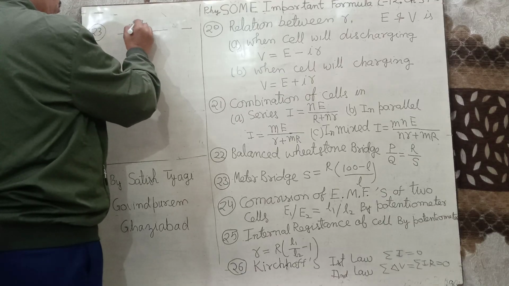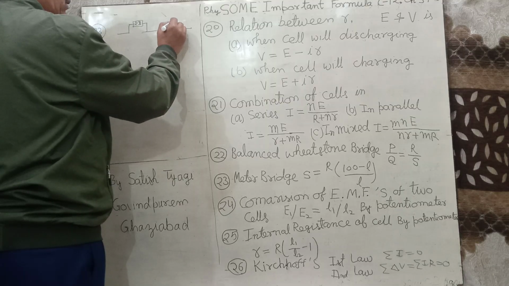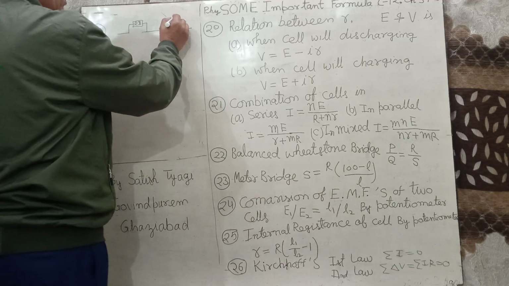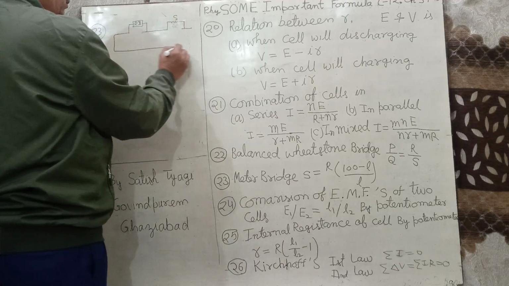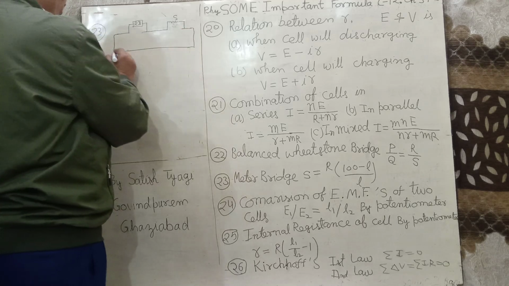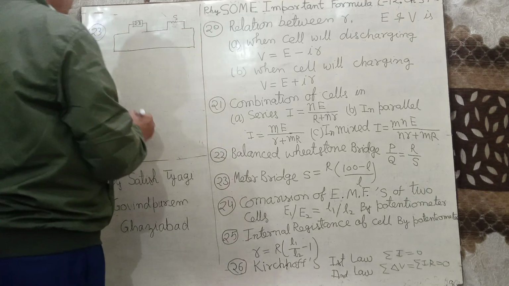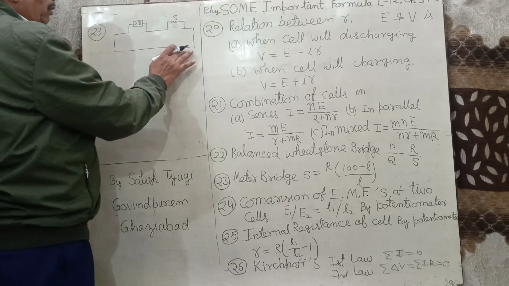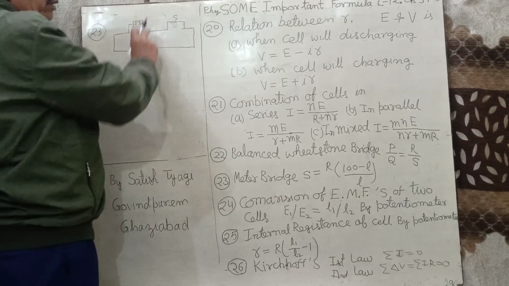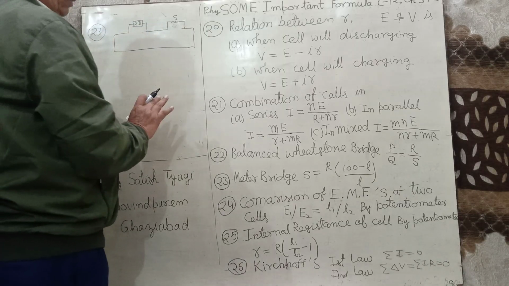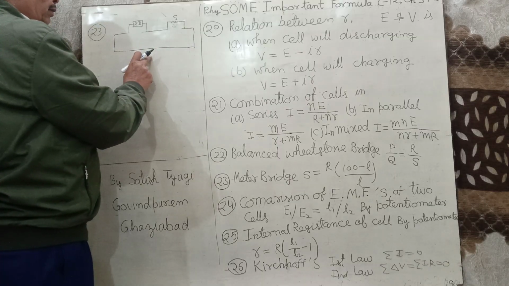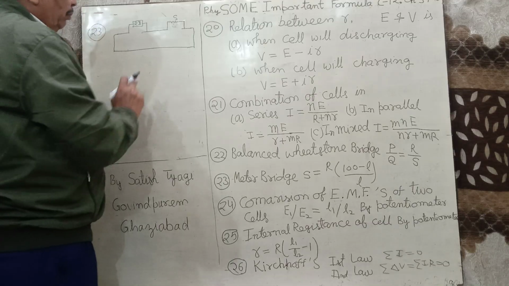This is the resistance box RB. This is the unknown resistance, that is S. This is the 1 meter length of the wire. Due to the length of the wire being 1 meter, this bridge is called a meter bridge.